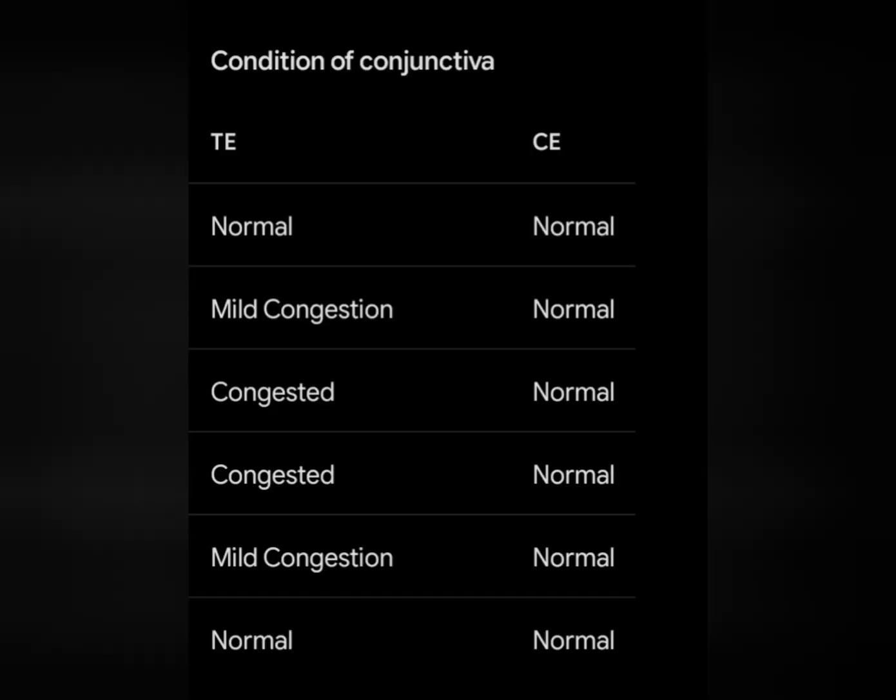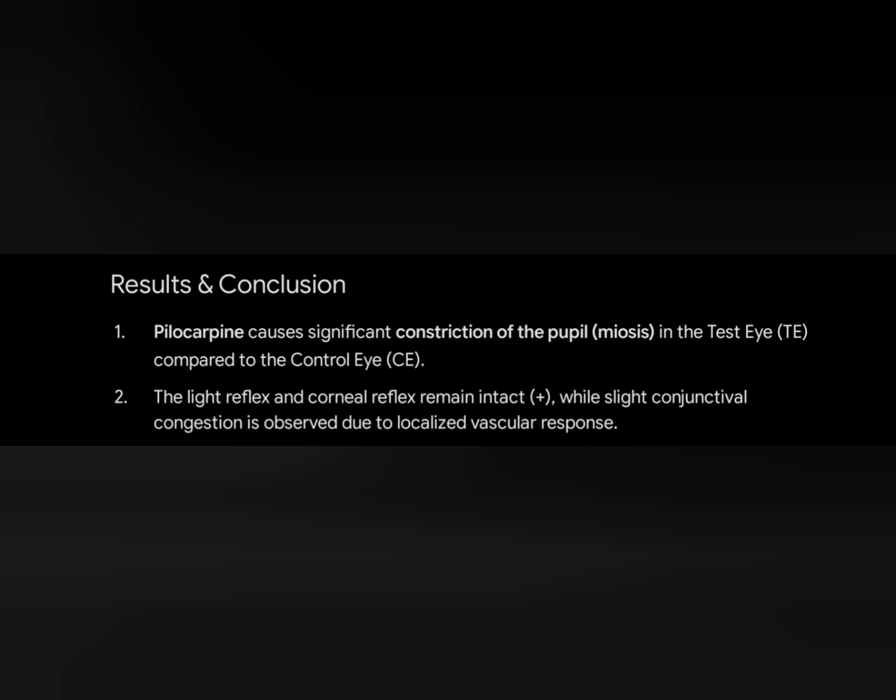Condition of conjunctiva: in the test eye at 0 minutes it is normal, and at 60 minutes it is normal, but in between during the experiment mild congestion and congested is seen. Results and conclusion: pilocarpine causes significant constriction of the pupil, miosis, in the test eye compared to the control eye. The light reflex and corneal reflex remain intact, while slight conjunctival congestion is observed due to a localized vascular response.